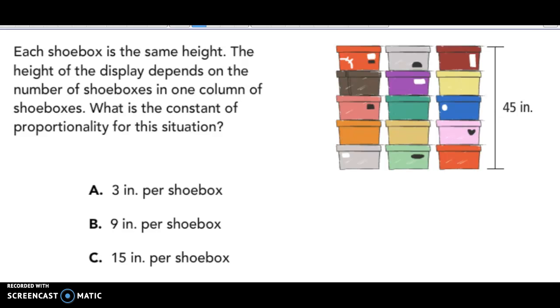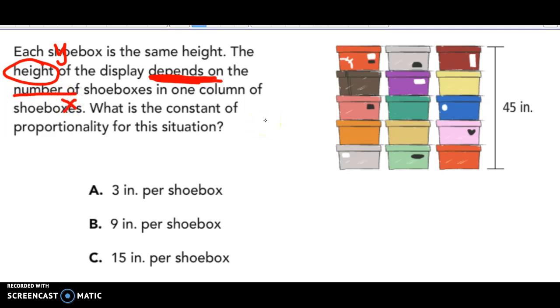Each shoebox is the same height. The height of the display depends on the number of shoeboxes. So when I hear depends on, that lets me know my dependent versus my independent variable. If it's my dependent variable, that's my y. So the height is going to be my y, and the number of shoeboxes is going to be my x.